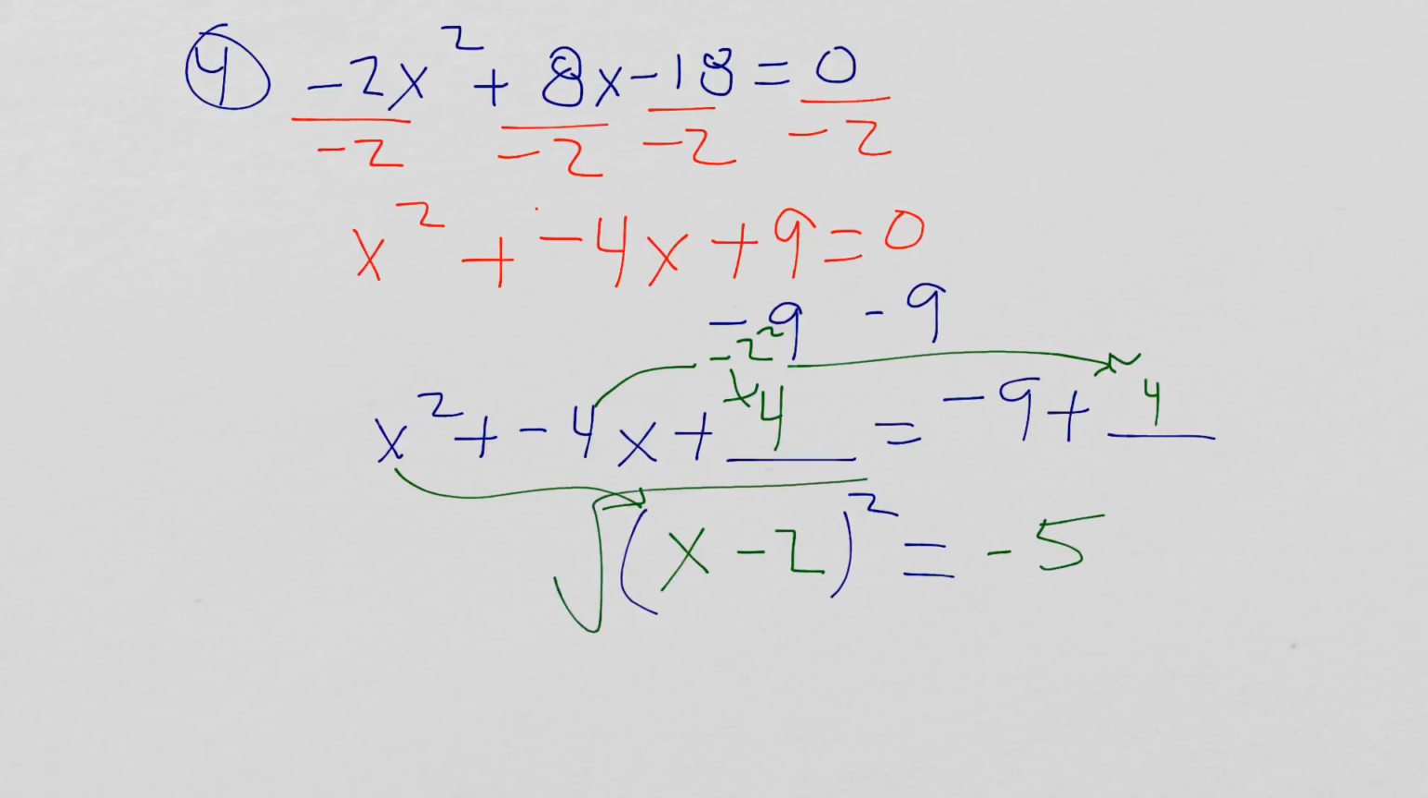I'm going to square root both sides. Because I have a negative 5, I can't take the square root of a negative, so I have no solution, which means this graph does not touch the x-axis. And that's how you complete the square.